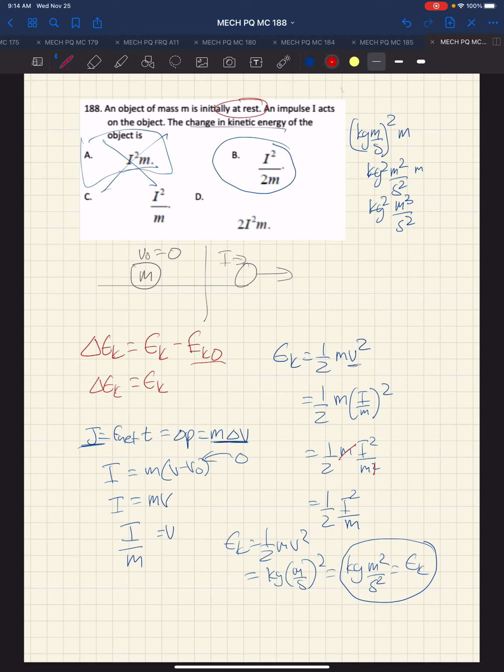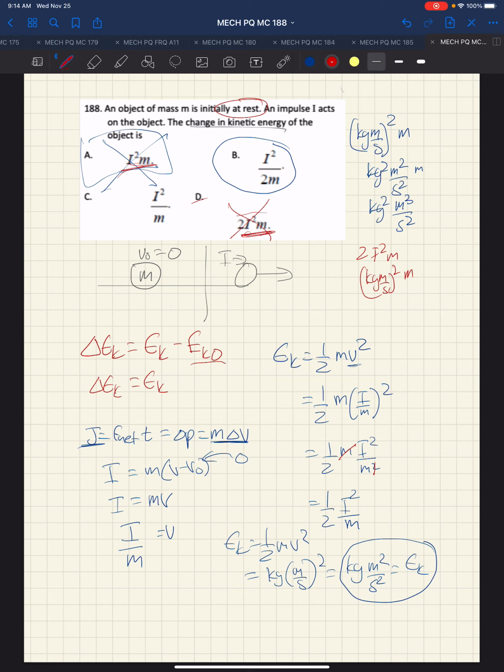And now we can look at choice D, and we have 2I squared m, and I squared is kilogram meters per second, quantity squared, times m. And notice, since this is I squared m and this is I squared m, it will have the same units. So this will also be kilograms squared, meters cubed per second squared.